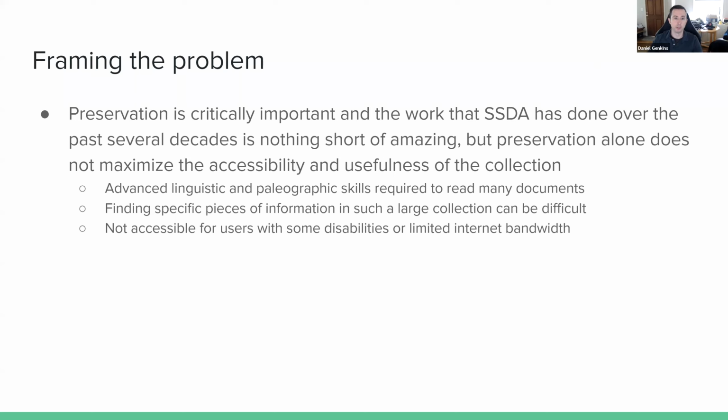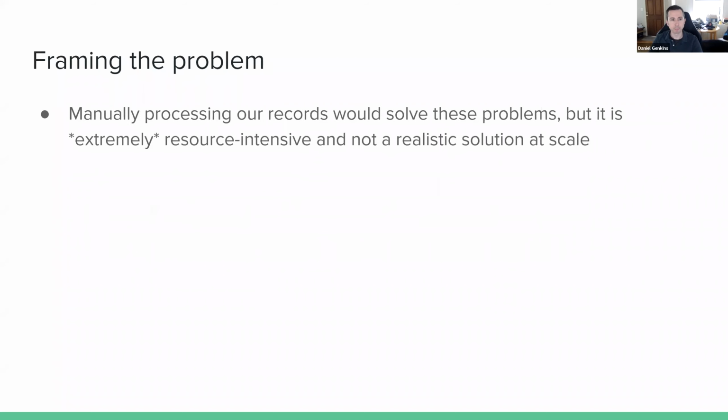So the reasons why preservation alone isn't enough: number one, these are documents written in early modern scripts, in foreign languages that aren't English, so they require specialized skills to read. Number two, the collection is very large, so if you only have a name you're looking for, it can be difficult to weed through a few 100,000 images and find the person you're looking for. And finally, since all we have is images of these documents, we can't do things like make them accessible via screen readers. And also because some of these images are fairly large, it can be challenging for folks with limited internet bandwidth to use them. So there are accessibility concerns as well.